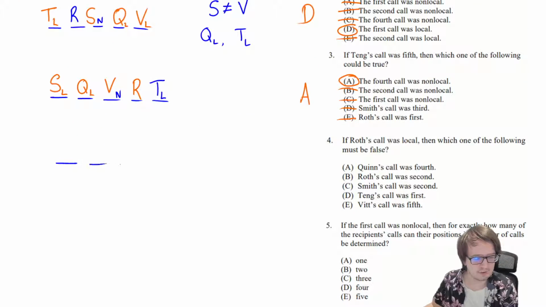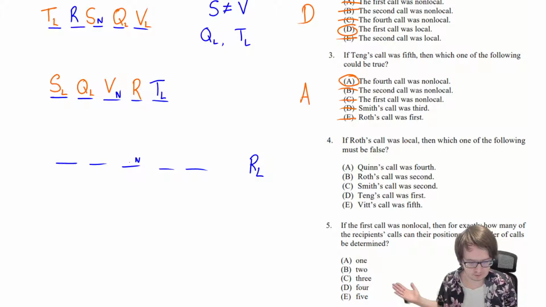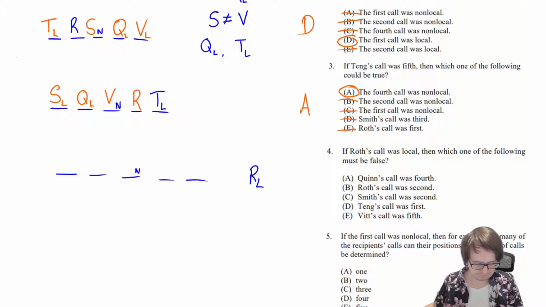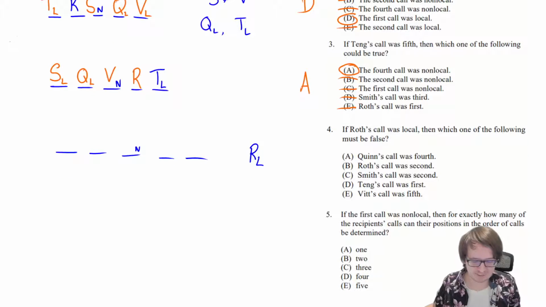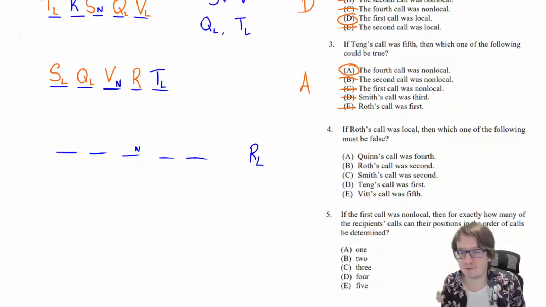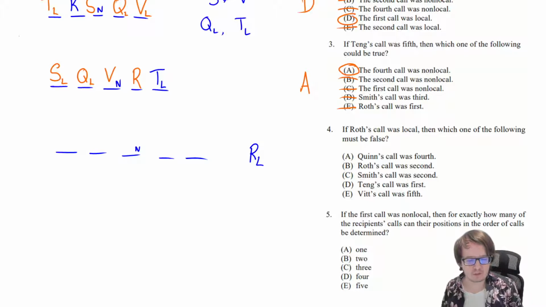Question 4, set up a new little game here. If Roth's call was local, which must be false. So we only have this information. We don't know where Roth is, but we know it's local. So what I'm thinking right ahead is that this doesn't have any other interaction with the other rules. So we're going to have to try some things out because this is asking which one must be false. So let's make some lines and see if they work.